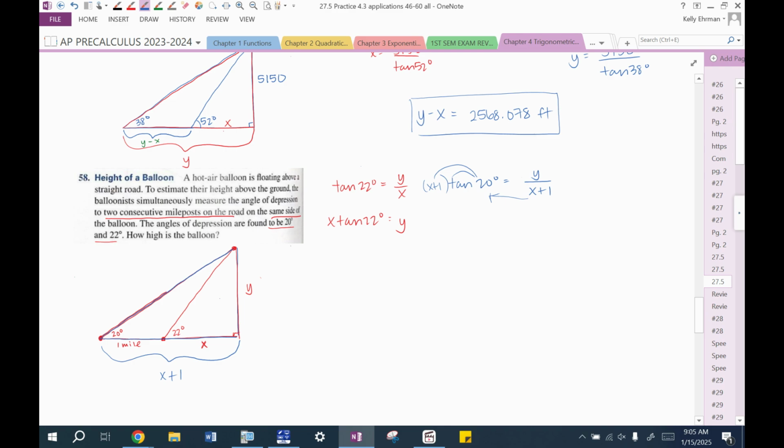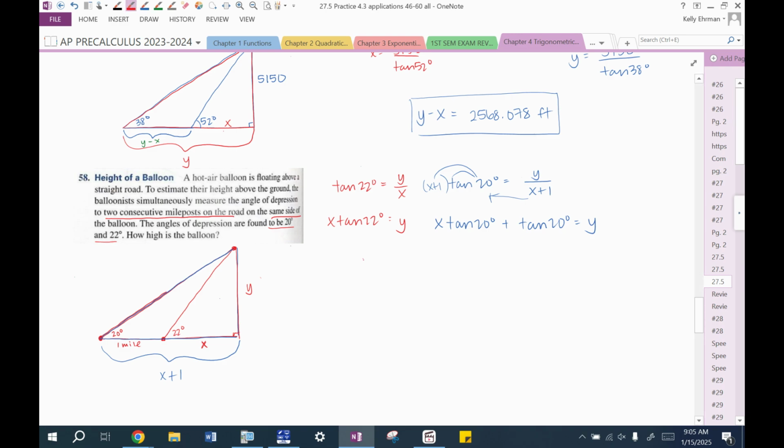We did this with logs a lot, right? If I multiplied an expression times log of 20 or something, I would distribute it through. So let's make it look like that. x tangent of 20 plus 1 times tangent of 20. And that would equal y. Now, both of these equations are equal to y. So we can set the two equations equal to each other.